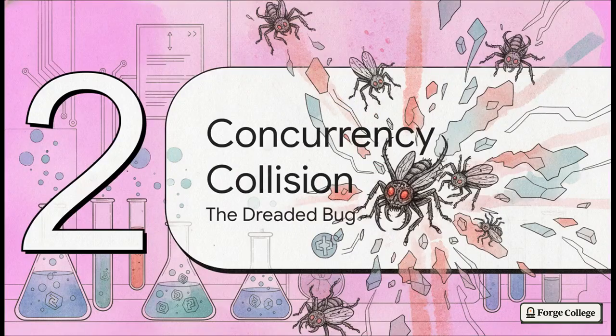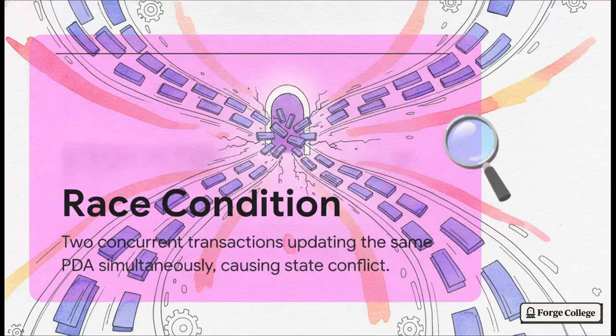Section 2, the concurrency collision. Let's actually define the bug that literally keeps Web3 developers awake at night. In the context of a Solana program-derived address, or PDA, a race condition is basically two transactions trying to cram through the exact same door at the exact same millisecond. Because Solana is incredibly fast and highly parallelized, if your client sends two updates simultaneously to the same account without proper ordering or locking, the state is going to conflict. It's an absolute traffic jam and nobody's moving.